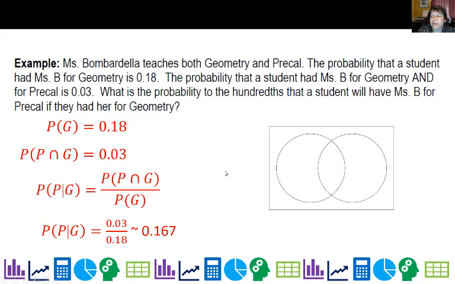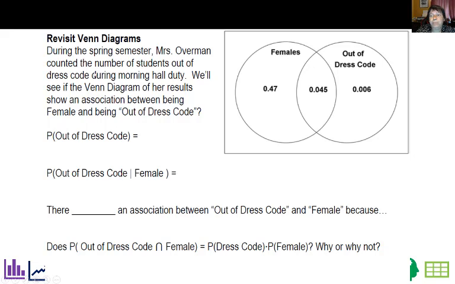Let me go ahead and draw a Venn diagram for that. So we have geometry, we have pre-cal. Both together is 0.03, which means, and I know that the probability for geometry has to add up to 0.18 for this circle, so that means this has to be 0.15. So it doesn't hurt to see a Venn diagram and how that all works out. The better you are with Venn diagrams, the easier probability will be for you. Now, speaking of which, let's revisit some more Venn diagrams.